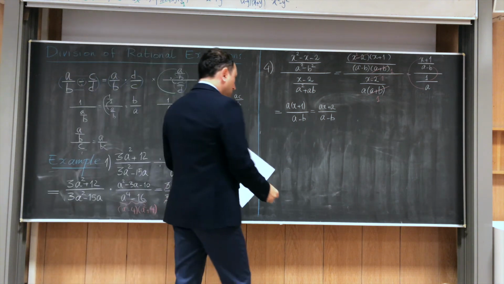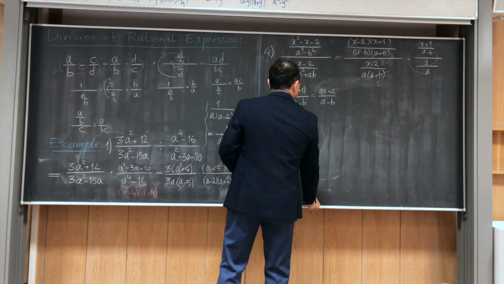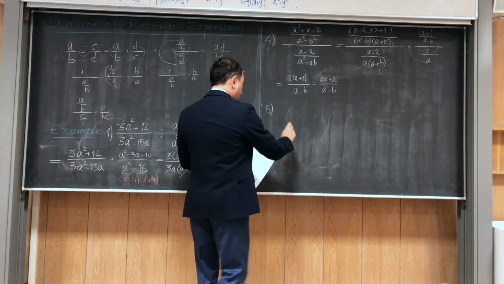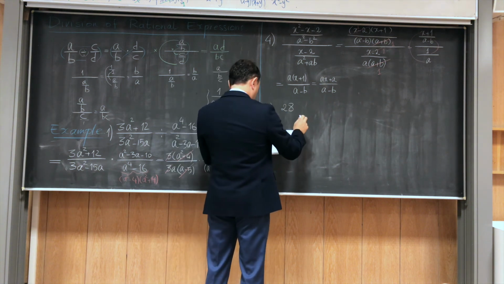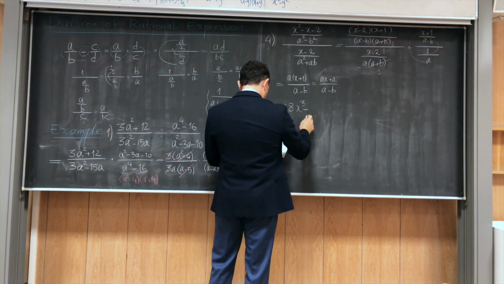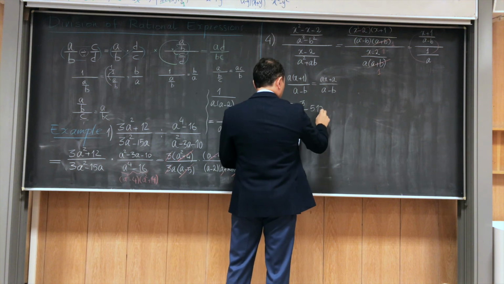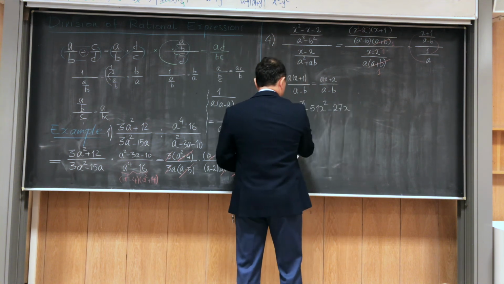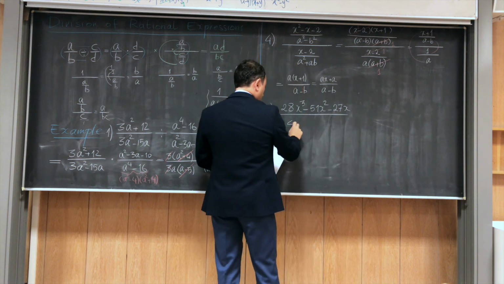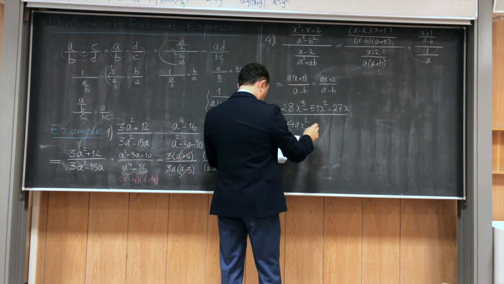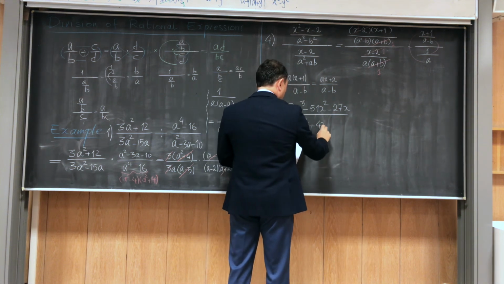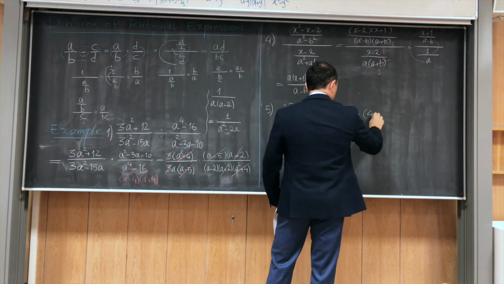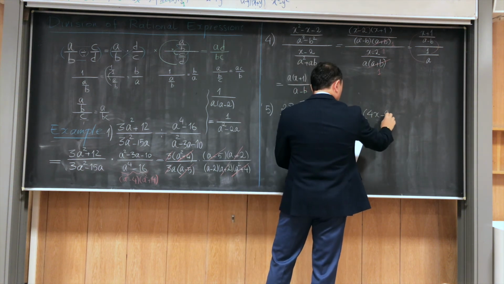Okay. So let me give you another example here, number 5. So 28 x to the 3 minus 51 x squared minus 27x divided by 49x squared plus 42x plus 9. I want to divide it by 4x minus 9.